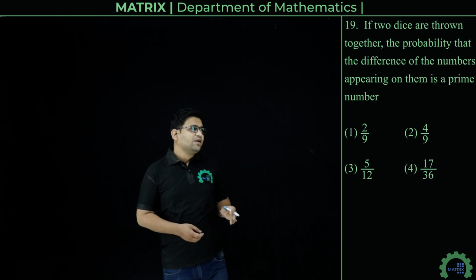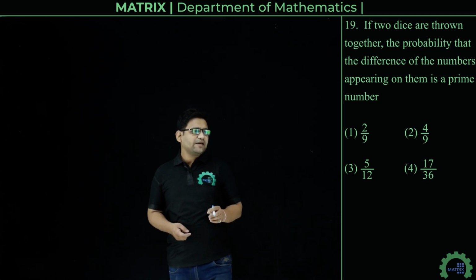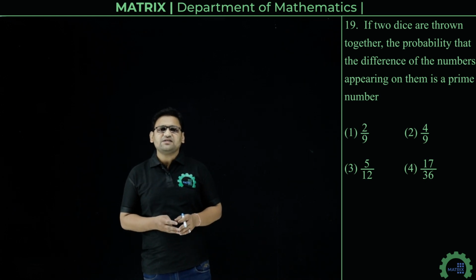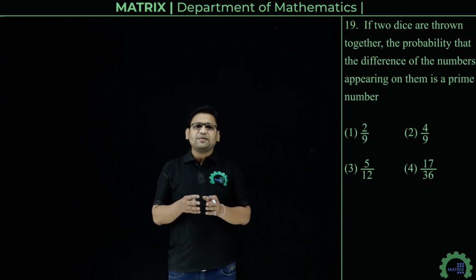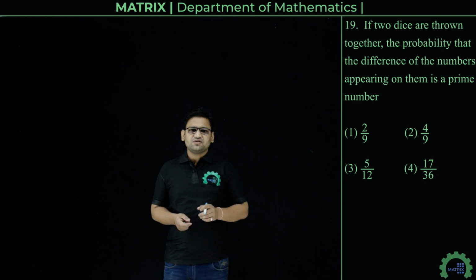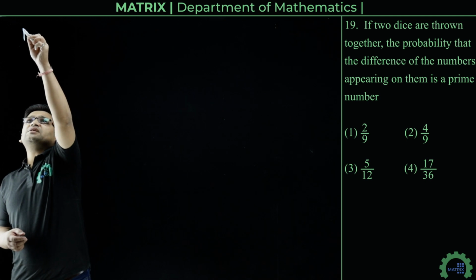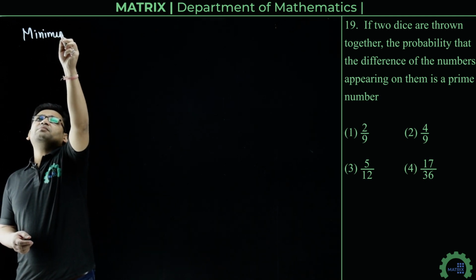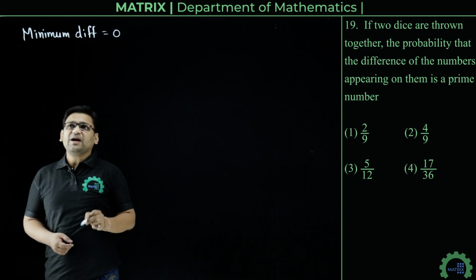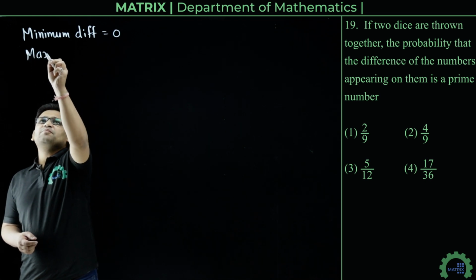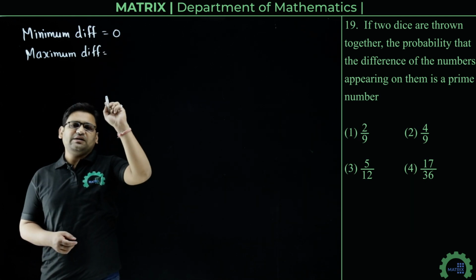Next question is, if two dice are thrown together, the probability that the difference of the numbers appearing on them is a prime number. That is, if two dice are thrown together, we need to find the probability that the difference between the numbers appearing on dice will be a prime number. So first of all, we can easily identify that the minimum difference when two dice are thrown is 0, and maximum difference is 6 minus 1, that is 5.